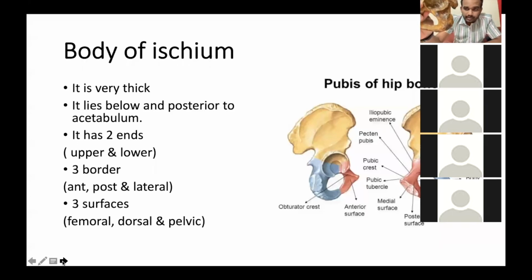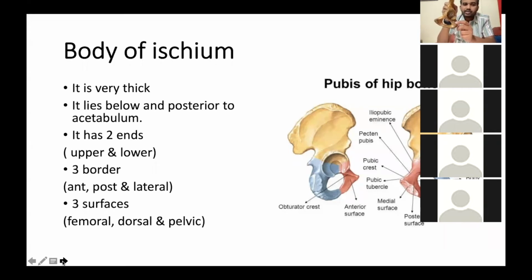Yes, this is the body of the ischium. It is very thick and very solid. It lies below and posterior to the acetabulum. It is present below the acetabulum and as well as posterior to the acetabulum.